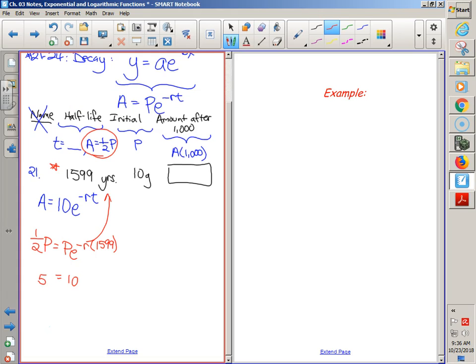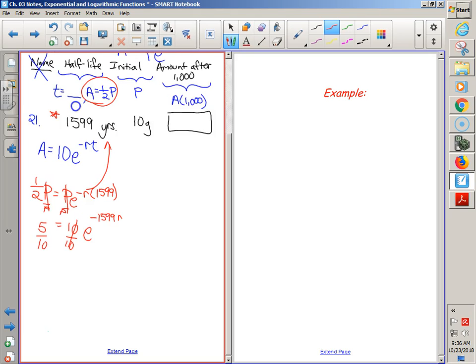But either way, whether you divide by P or whether you divide by 10, what are you still going to get on this side? You're still going to get 1/2. It doesn't matter which way you go. We're still going to end up with 1/2 equals this mess. Mathematically speaking, should we be able to solve if we have something stuck in an exponent of e? Yes! What are we going to do to both sides? ln it. Of course we are. Because what happens with ln of e? Whoosh. Gone. I get negative 15.99r is ln of 1/2.